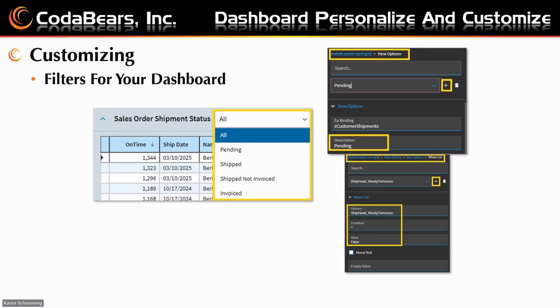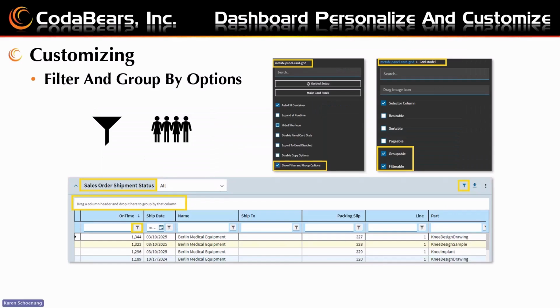So notice for the view options and the where list, you can add additional items by clicking the plus icon. So you can repeat the view options and where list for the shipped, shipped not invoiced, and invoiced views. Next, for customizing, you can have the filter and group by options.